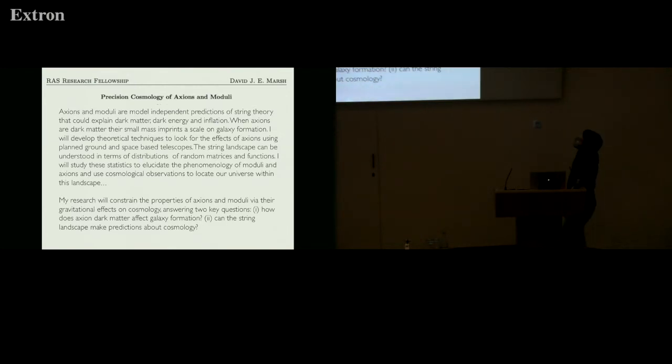When axions are dark matter, their small mass imprints a scale on galaxy formation. I will develop theoretical techniques to look through the effects of axions using planned ground and space-based telescopes. The string landscape can be understood in terms of distributions of random matrices and functions. I will study these statistics to elucidate the phenomenology of moduli and axions and use cosmological observation to locate our universe within the landscape. My research will constrain the properties of axions and moduli via their gravitational effects on cosmology, answering two key questions. How does axion dark matter affect galaxy formation? And can the string landscape make predictions about cosmology?